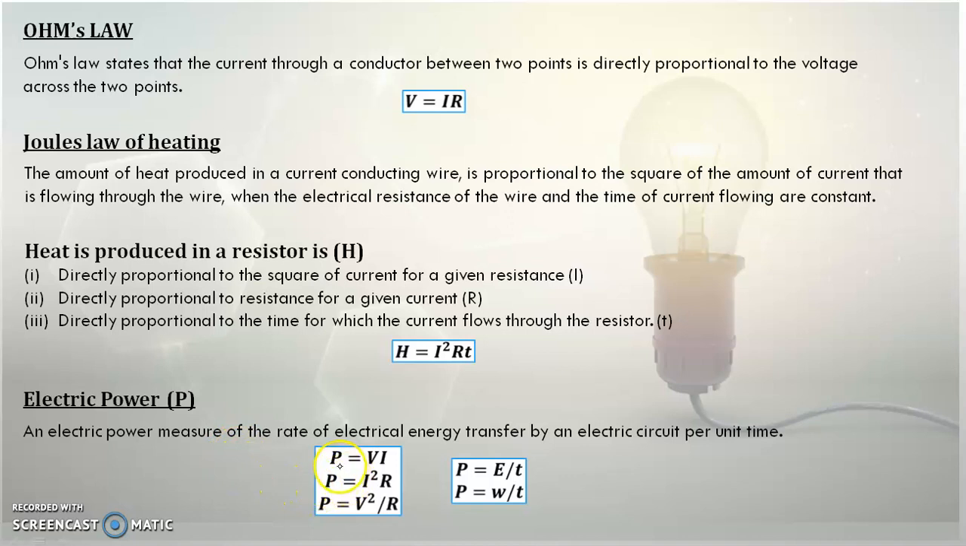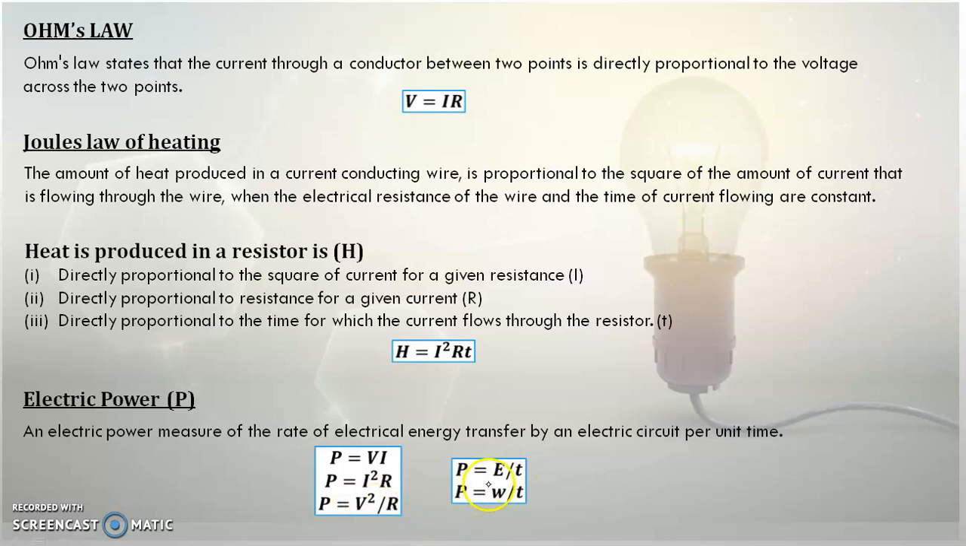So here you have P is equal to V into I, where P is power, V is the potential difference, and I is the current. And we can calculate power by this equation also: P is equal to I square R, where P is power, I is current, and R is the resistance. And we can calculate it by this equation also: P is equal to V square by R, where R is the resistance and V is the potential difference.